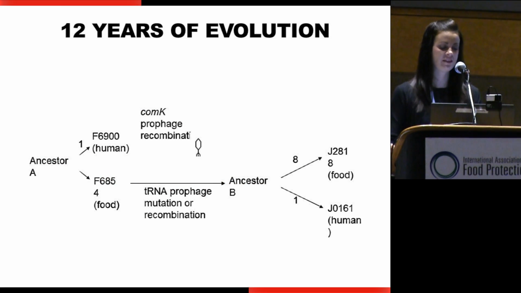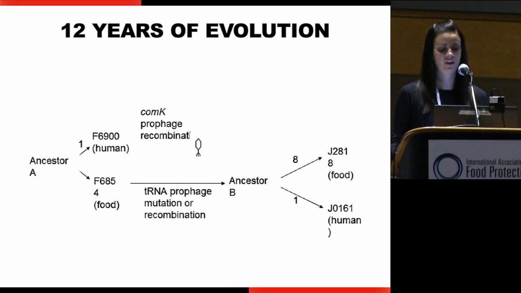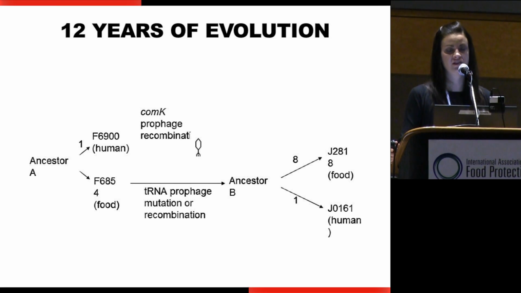So over the 12 years, basically we started with an ancestral genome sequence here, which was split into something that was associated with human disease and something that was isolated from food. And we had accumulated one SNP in the human isolate and 4 SNPs in the food isolate. We had these recombination events in COMK and a tRNA prophage mutation or recombination. Then we had this secondary ancestor. And then after that, when we looked at the isolates from the 2000 outbreak, we had 8 mutations that occurred in the food isolate and then 1 mutation that had occurred in the human clinical isolate.